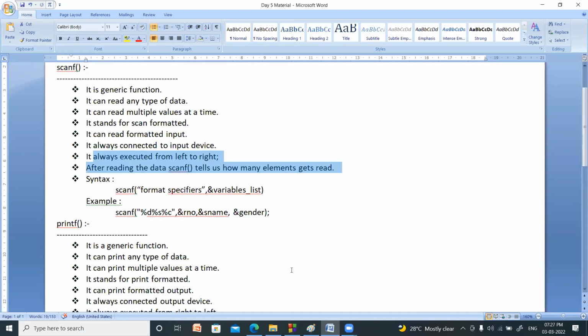Try to note this. In all the programs, you have to use scanf and printf. Without reading the data, we cannot manipulate the data. We cannot generate the output. So printf and scanf are very, very important functions in C language. You should be clear about these two.